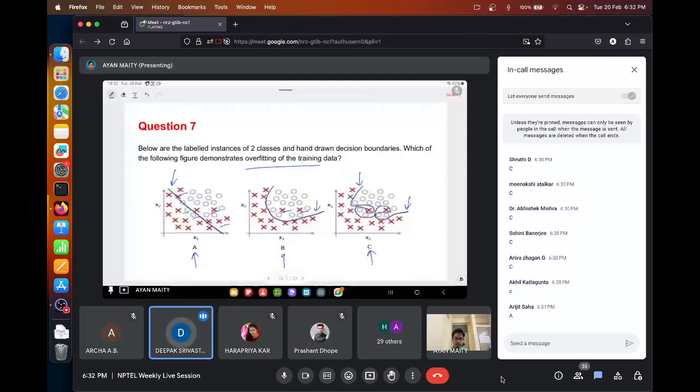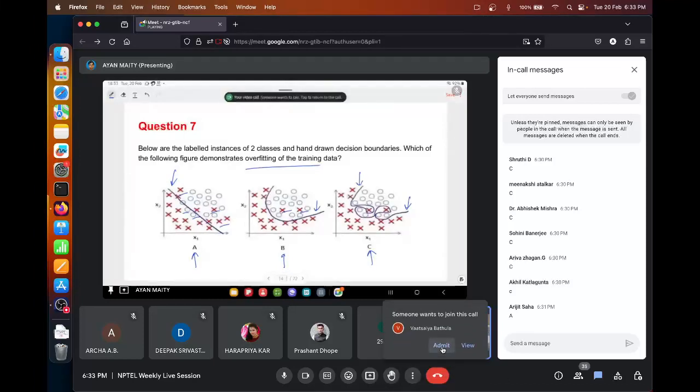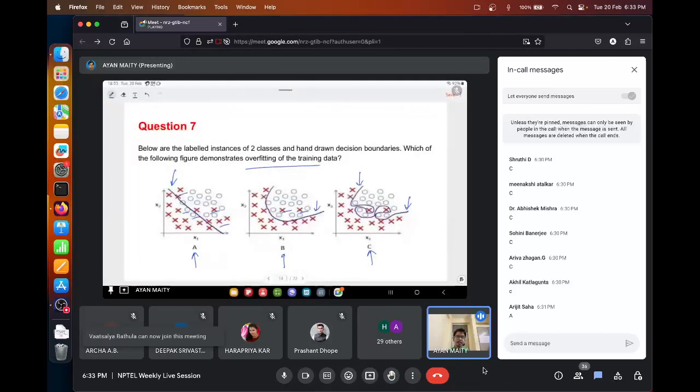Sir, what will happen if we increase the dimension? Means if we go to higher dimensions? Yeah, all three examples are the same example only. If we increase the dimension, the decision boundaries would also change. We have to draw the decision boundaries again differently for different figures, because this is 2 dimensional. So we have to run the algorithm again and find out the decision boundaries.